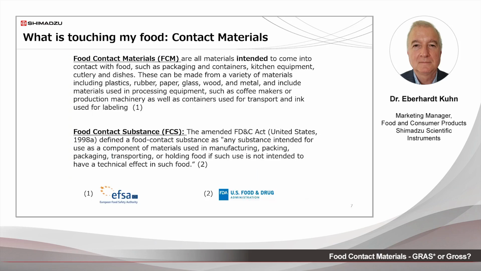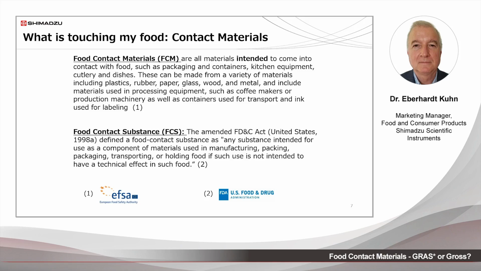Now let's take a look at some definitions. There are government agencies like the European Food Safety Authority, EFSA, or the US Food and Drug Administration, FDA, that define certain food contact articles and materials. A food contact material is a material that is intended to come in contact with food, and the key word here being intended. So from the beginning, it is designed to come in contact with food, which means it is subject to certain regulations. Those food contact materials include packaging, containers, kitchen equipment, and so forth.